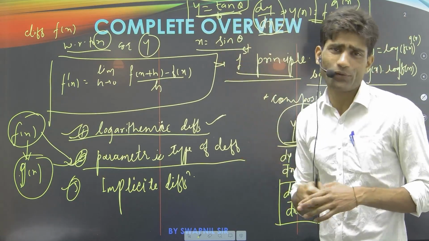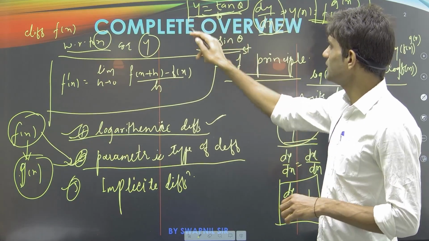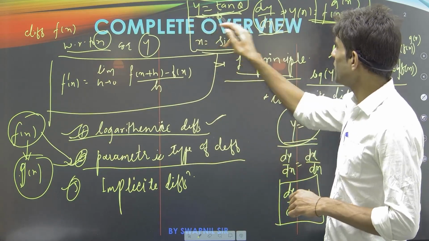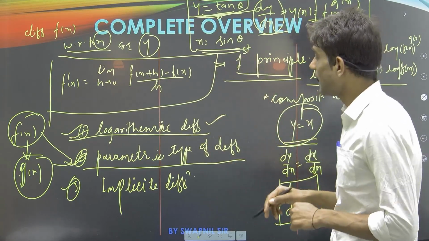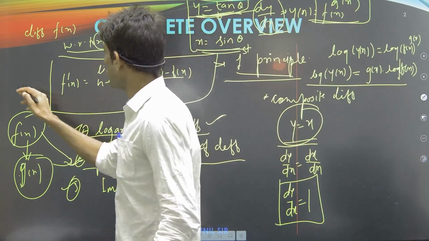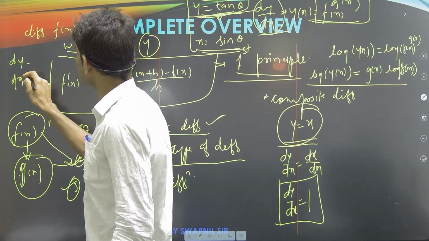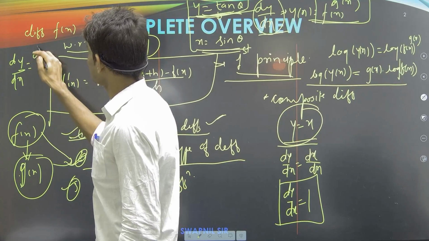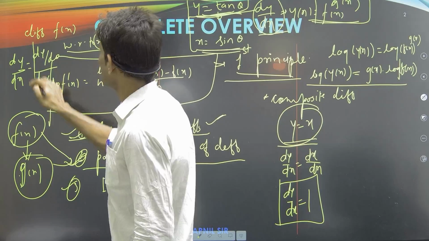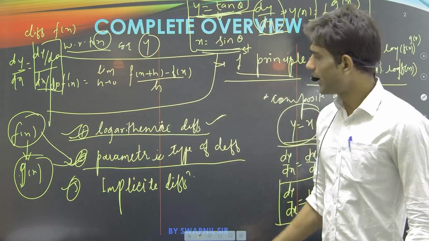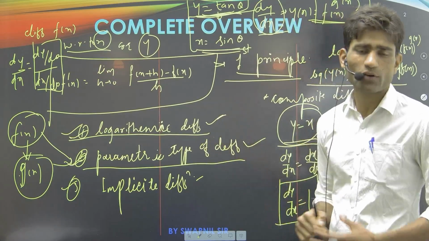So if we have two different functions y and x and we want dy by dx, you have to differentiate y with respect to theta and x with respect to theta and take their ratio. So dy by dx is equal to dy by d theta upon dx by d theta. This is our standard parametric form for differentiation. The remaining part we will see in the next part of the lecture.